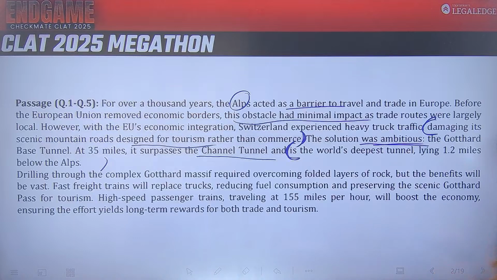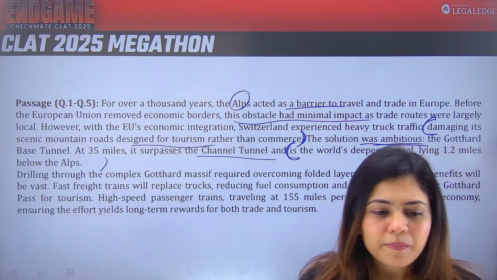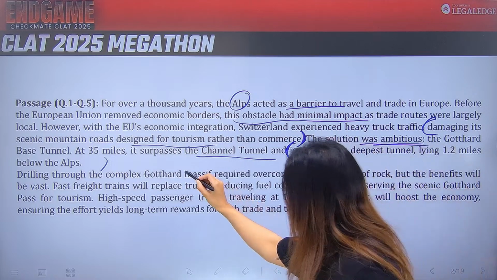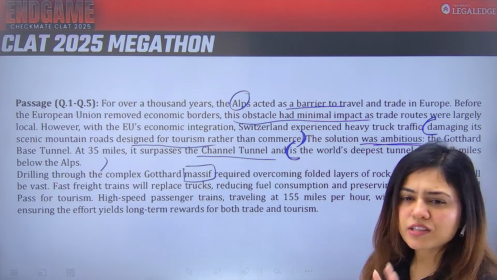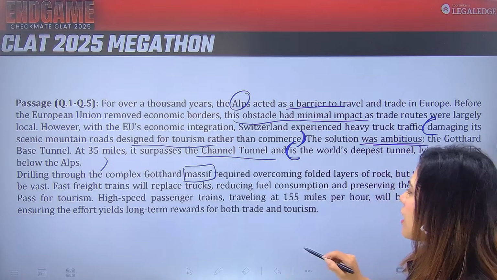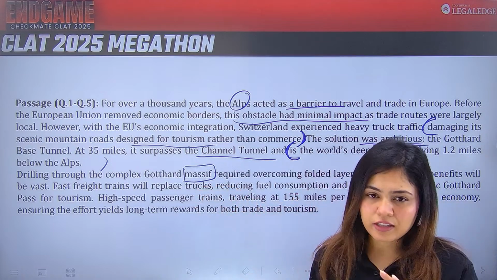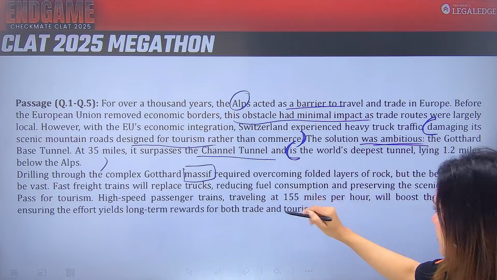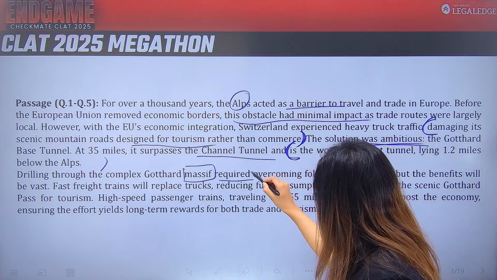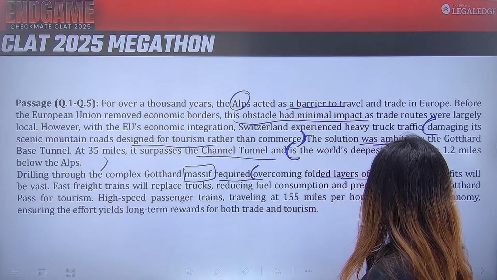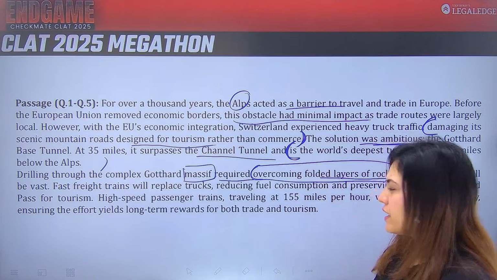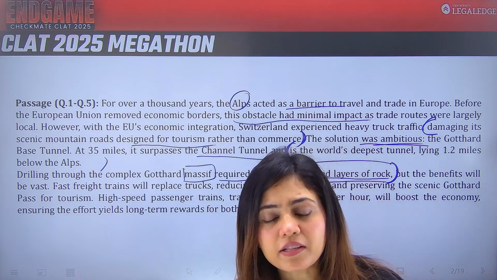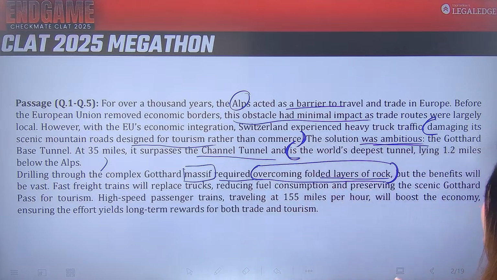Now, moving further with the passage, हमें समझ में आया कि drilling through the complex Gotthard Massif. This word is again very crucial because they have asked us the meaning of this. But let's try to understand the context here. So काफी difficult था to actually drill through the complex Gotthard Massif because it required overcoming folded layers of rock. कुछ समझ में आ रहा है massive से related? क्यों इतना difficult था इसको drill करना? Because it was primarily folded layers of rock.